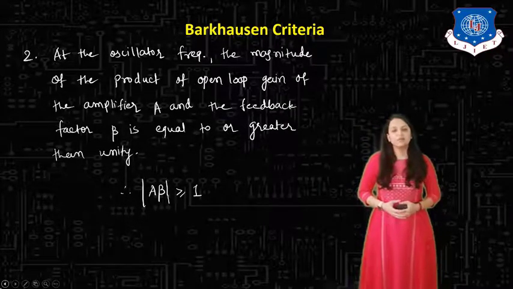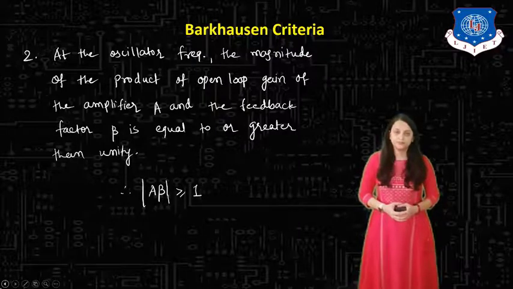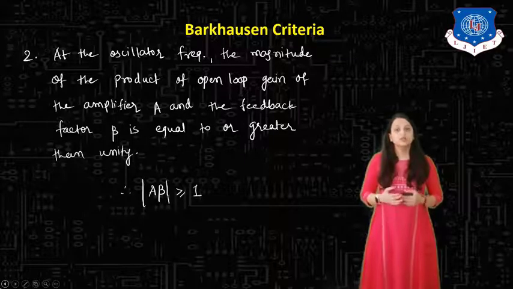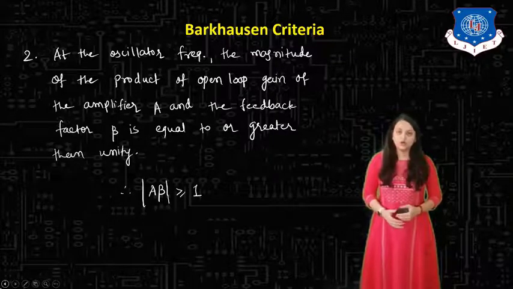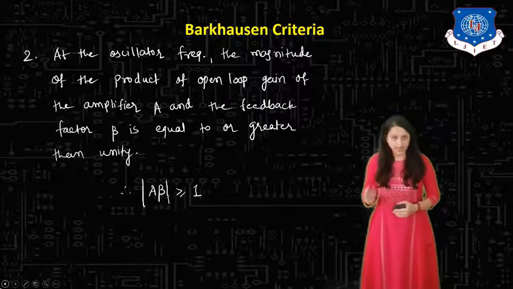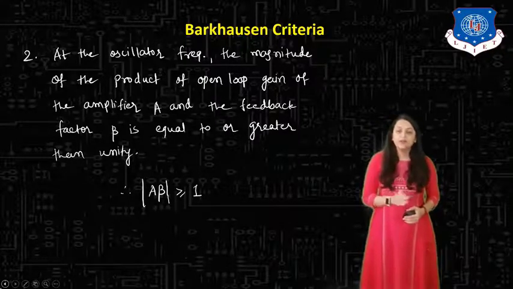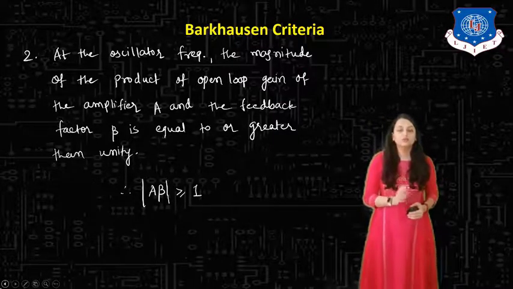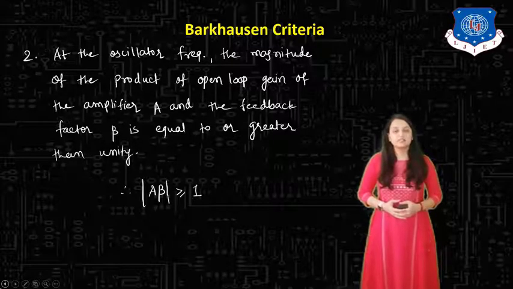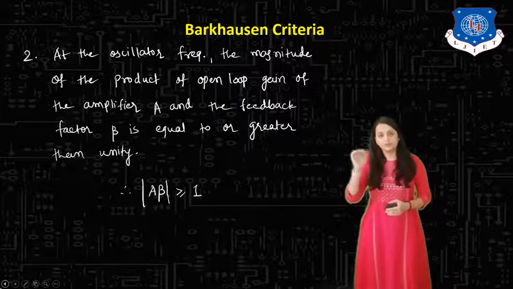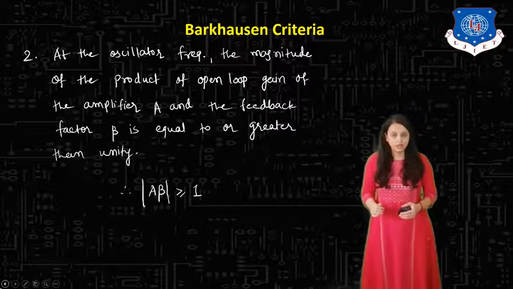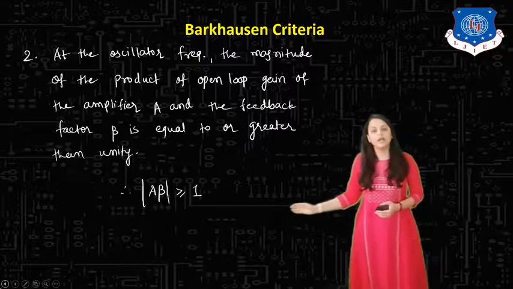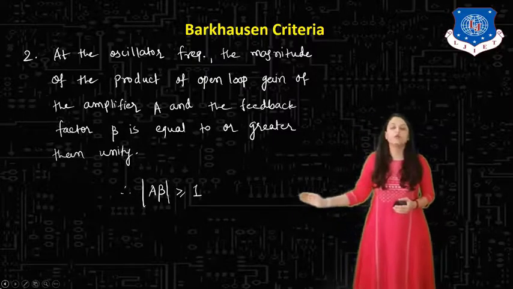The second statement of the Barkhausen criteria says that at the oscillator frequency, the magnitude of the product of the open loop gain of the amplifier A and the feedback factor beta is equal to or greater than unity. That means if we take the product of amplifier gain A and the feedback factor beta, it should be greater than or equal to 1. So this is the second important criteria, Barkhausen criteria for oscillators.